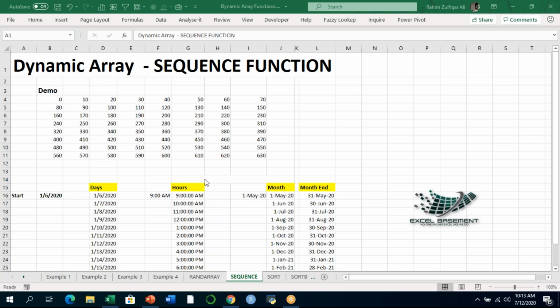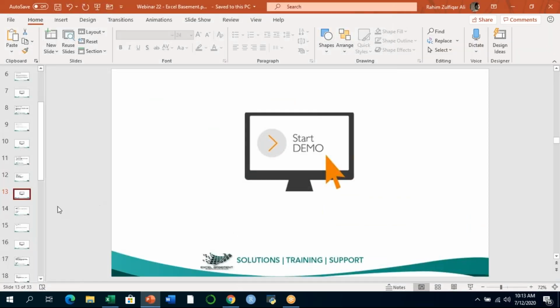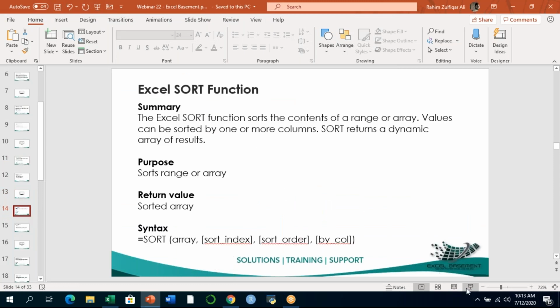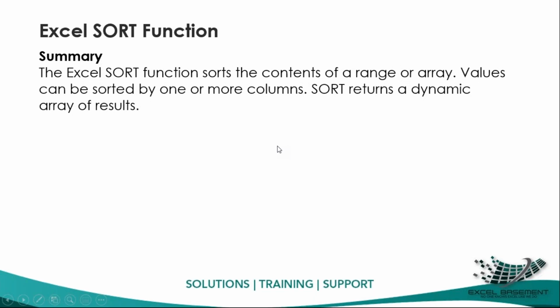All right. So moving towards the next dynamic array function, the SORT function. The summary of the SORT function is that the Excel SORT function sorts the contents of a range or array. Maybe you have previously used the built-in sort functionality in Microsoft Excel, and with the word sort, the sorting of text values and number values, ascending to descending, descending to ascending, can come to mind, right? So the SORT function does the same, but it has a lot of capability of adjusting itself to different kinds of complex situations.